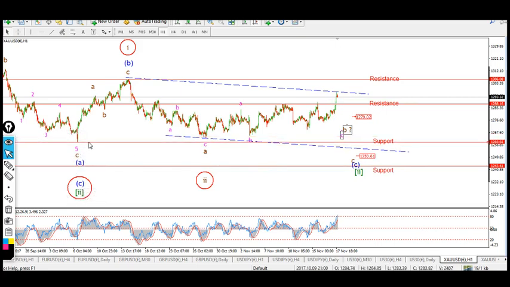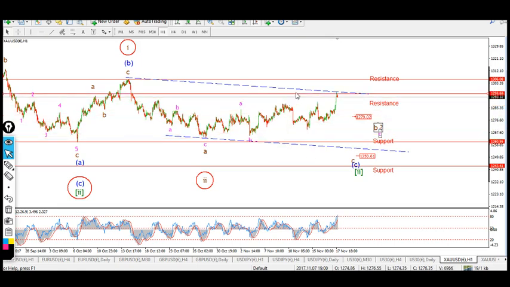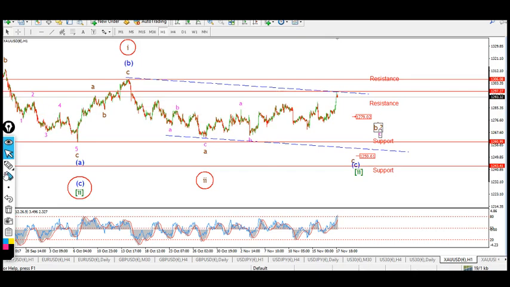I think it was 1261.08. So for next week, if this turn is actually in, and if we are on the verge of accelerating higher, well, then the only way to read this is a series of 1, 2, 1, 2, 1, 2, 1, 2, and then a possible extension higher in a third wave.